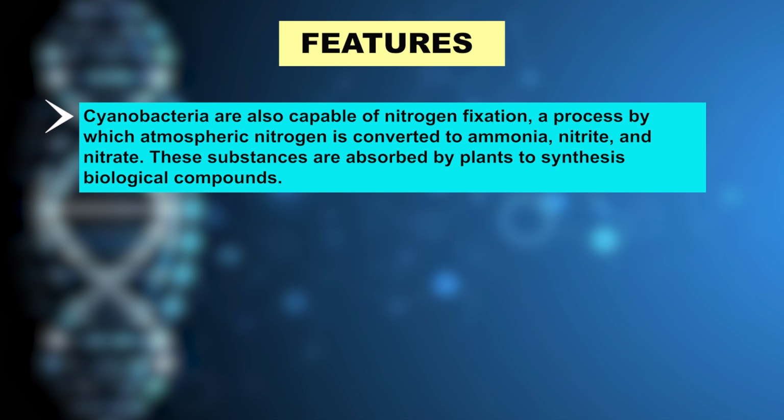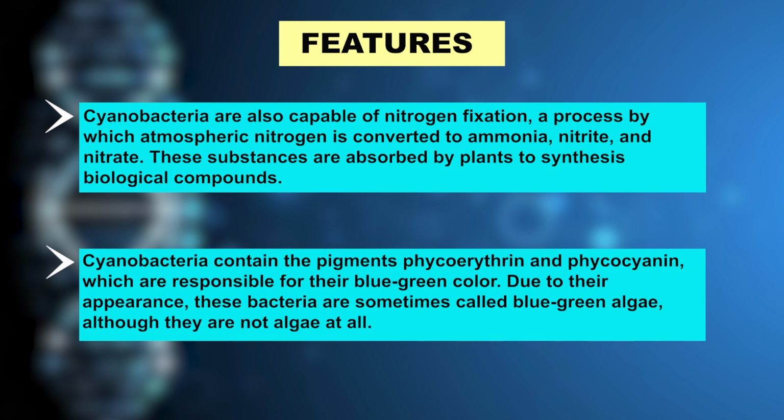Cyanobacteria are also capable of nitrogen fixation apart from carbon fixation. This is done by a process wherein atmospheric nitrogen is converted to ammonia, nitrite and nitrate. These substances are then absorbed by plants to synthesize various biological compounds. Cyanobacteria contain the pigments phycoerythrin and phycocyanin, which are responsible for their blue-green color. Due to their appearance, these bacteria are also sometimes known as blue-green algae, although they are not at all algae.